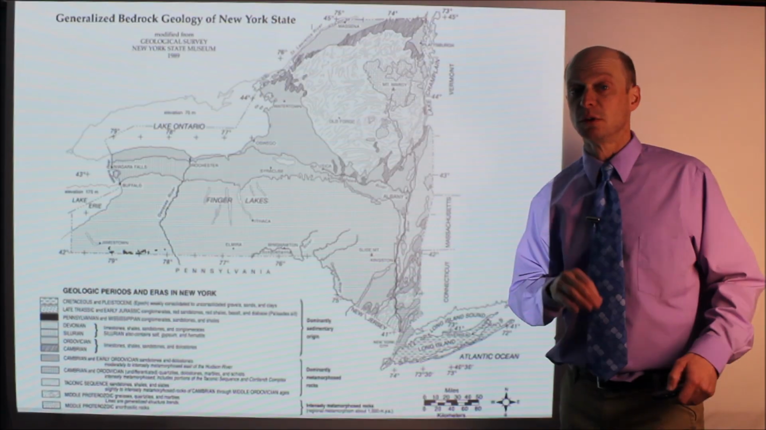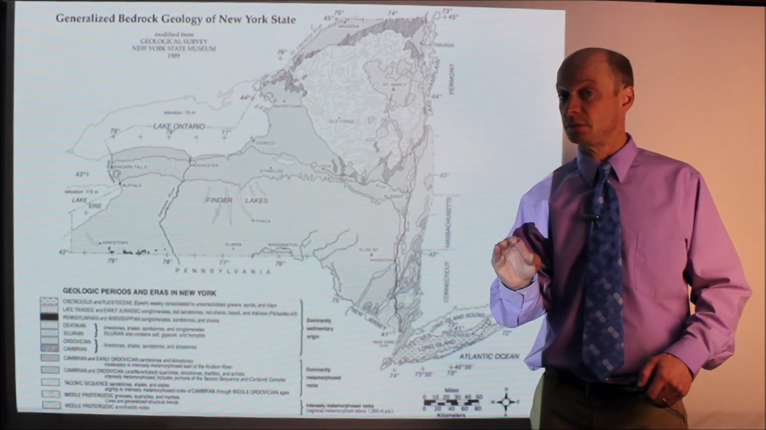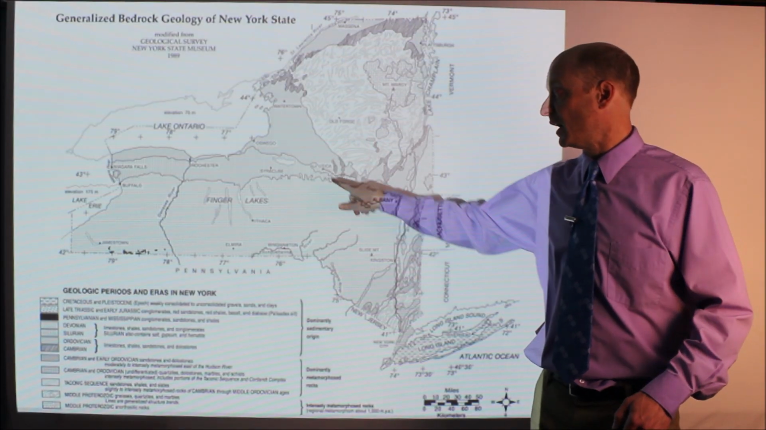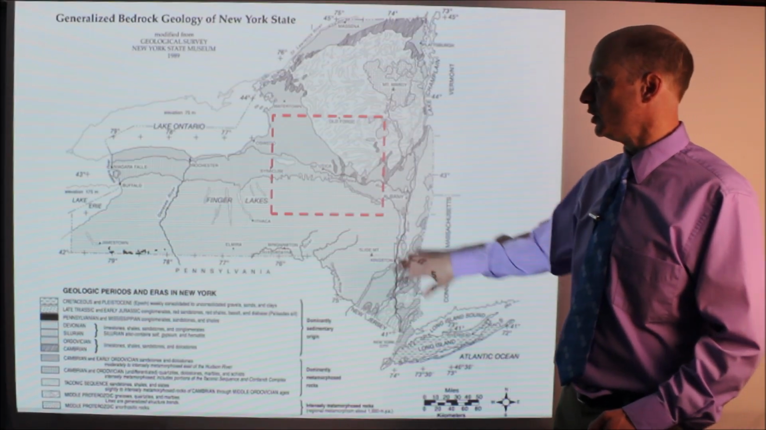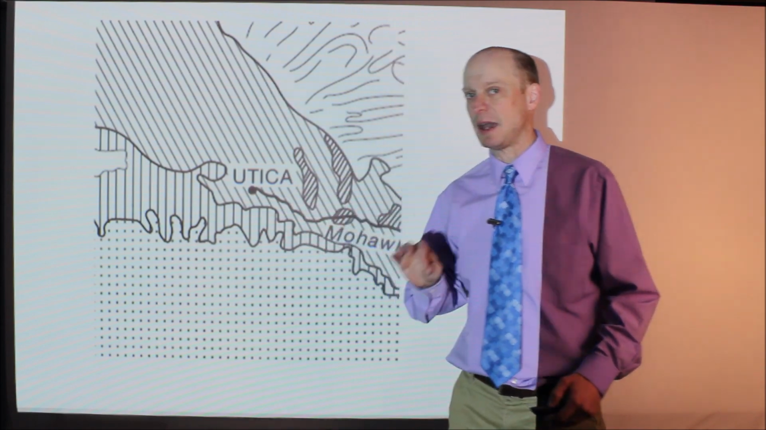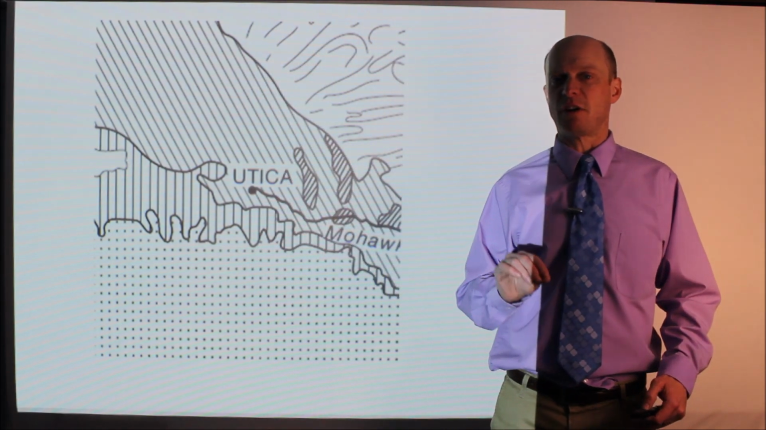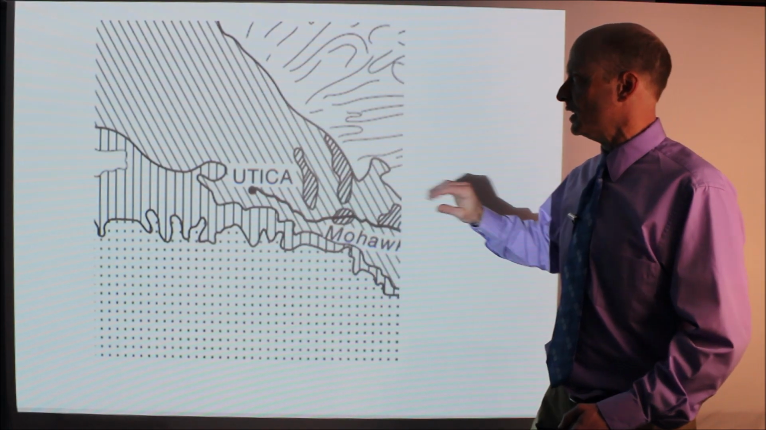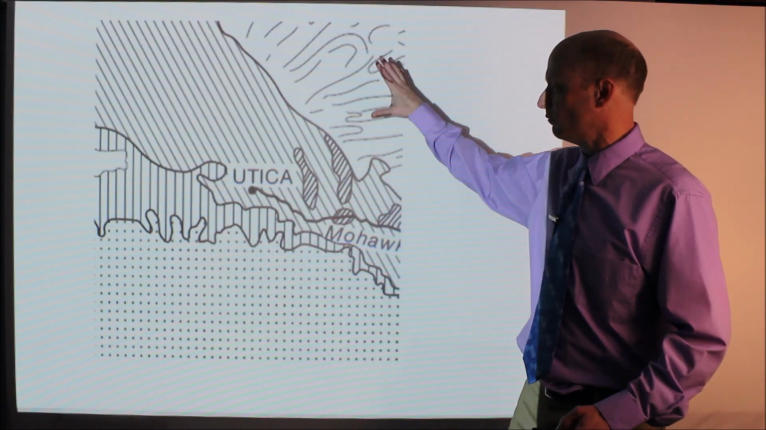Then you need to look around and find Utica. Okay? And it's going to be on there. It's right here. So what I'm going to do in this area, I'm going to zoom in on the map so we can see better. Here is Utica. Now, the type of bedrock, this design represents different types.